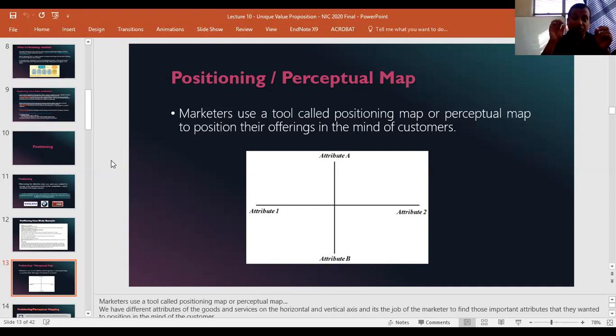And that will give you a clear positioning statement, the kind of advantage that you are clearly in that domain, in that particular space.